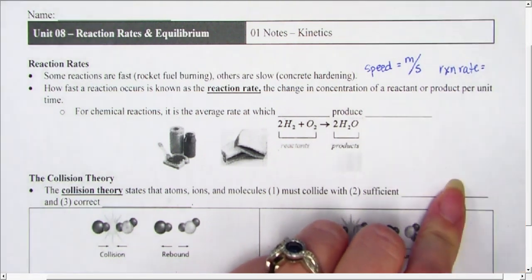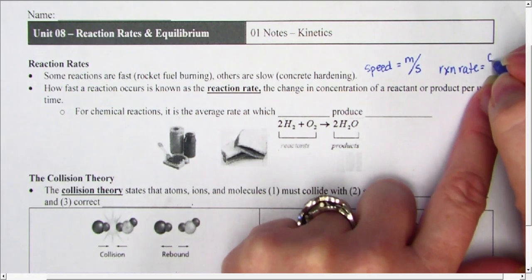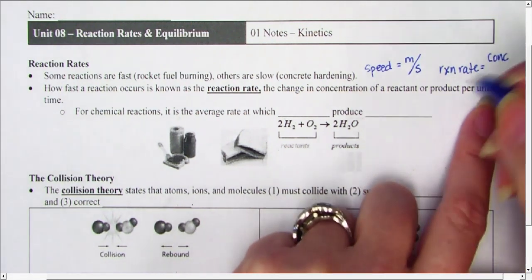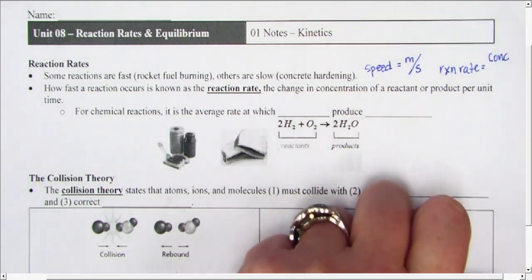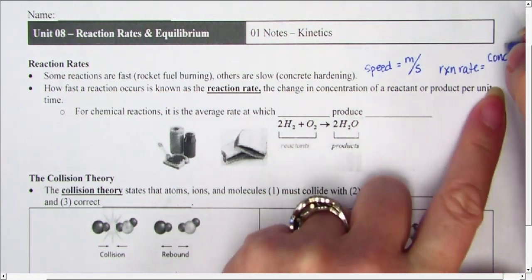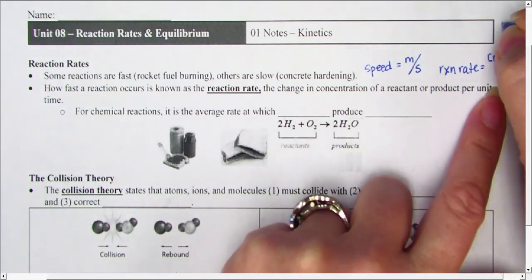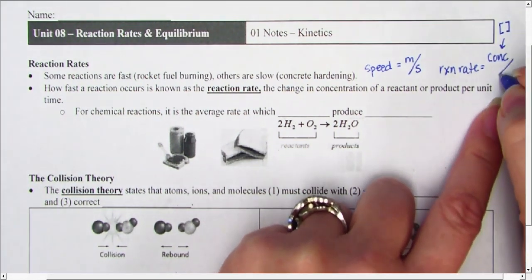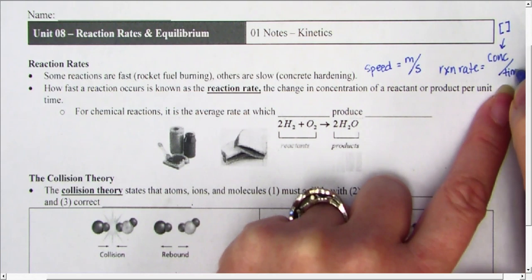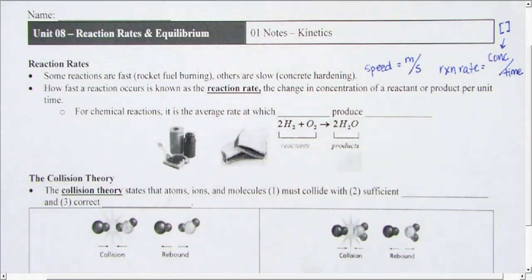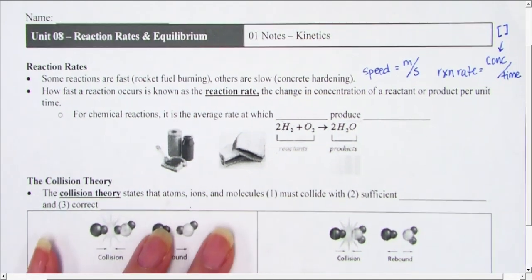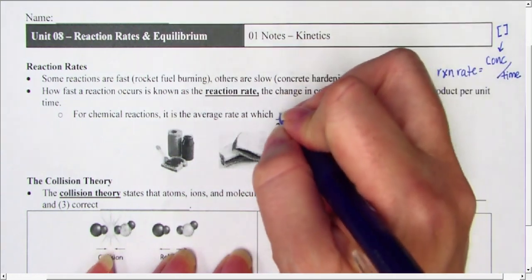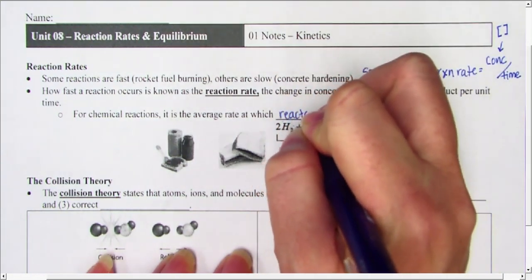And when we're talking about reaction rates, what we're going to look at is the concentration of a reactant or a product. One of the abbreviations that we're going to use for concentration is these brackets. So concentration, again, per time, just like in speed. So how fast a reactant is used up or how fast a product is made. For chemical reactions, it is the average rate at which reactants produce products.